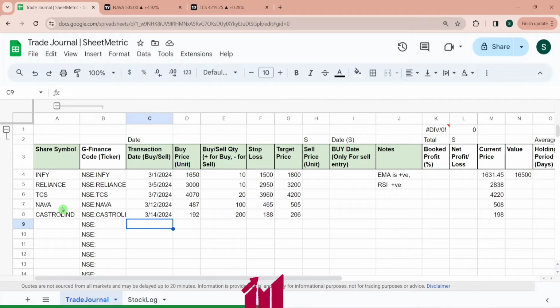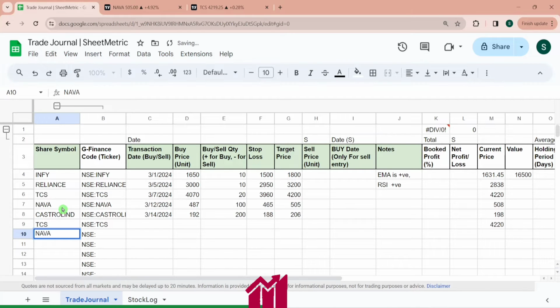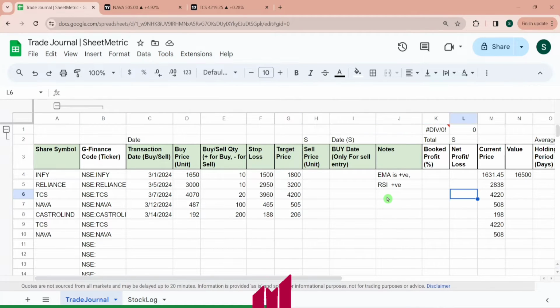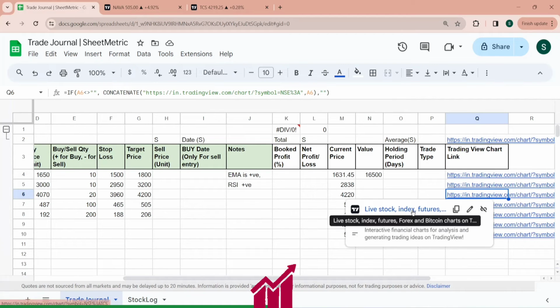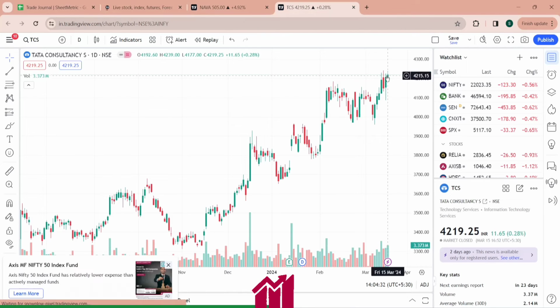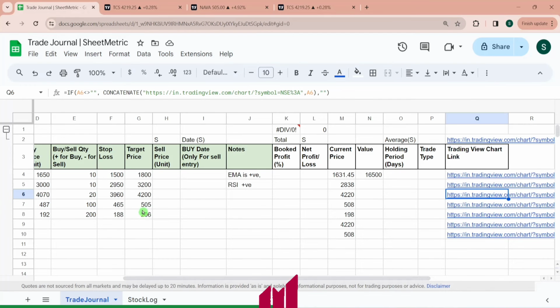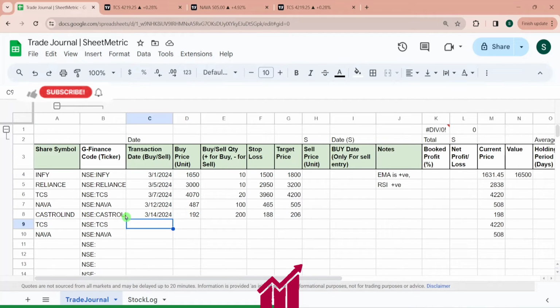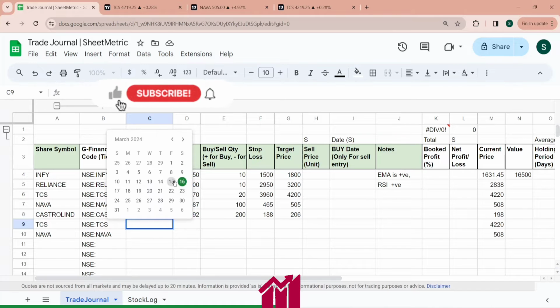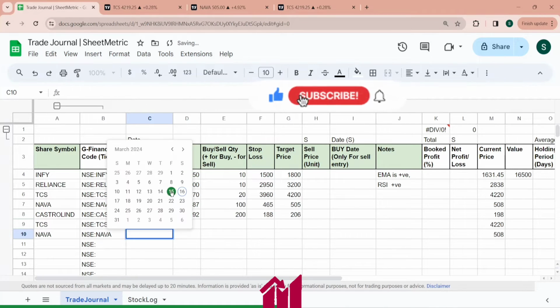Well, here we have a few more entries ready, and we will now do the sale entries. I'll be doing sale entries for TCS and Nava, because these two companies have hit the targets of 4200 and 505, which we can directly see from the chart as well. So TCS hit 4200 on 15th March, and Nava also hit 505 on 15th March. So the next entry is a sale entry for 15th March. This is for 15th March. This is for 15th March.